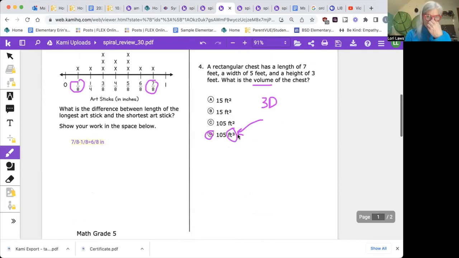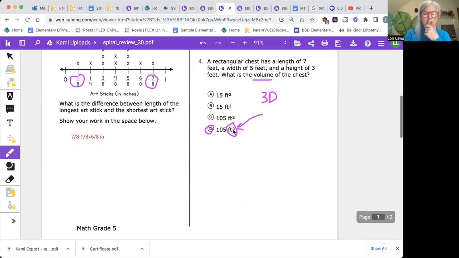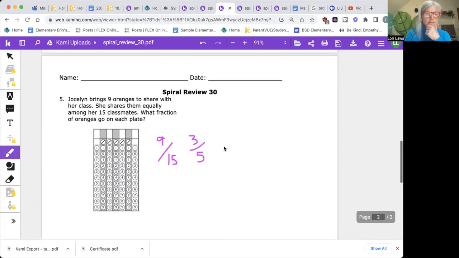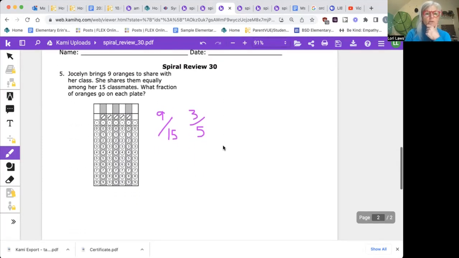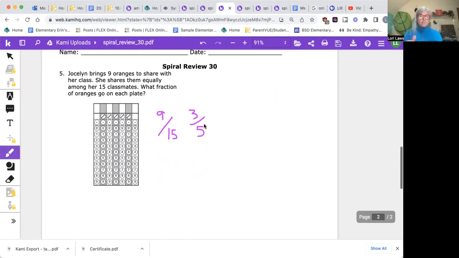Number 4, a rectangular chest has a length of 7, a width of 5, a height of 3. What's the volume? 3 times 5 is 15 times 7 is 105, and it's cubed because it's 3D. It's length, width, and height, 3 dimensions. Last one, Jocelyn brings 9 oranges to share. She divides the 9 oranges by 15. 9 divided by 15. Each person gets 9/15 of an orange, or 3/5. So if you cut each orange into 5 pieces, you'd get 3 of those pieces.